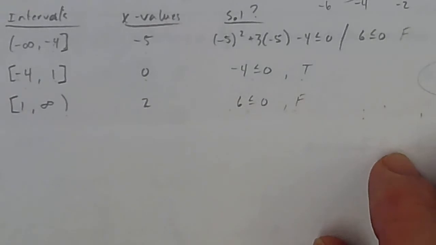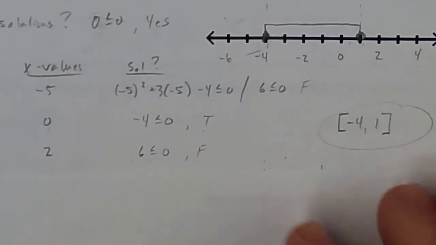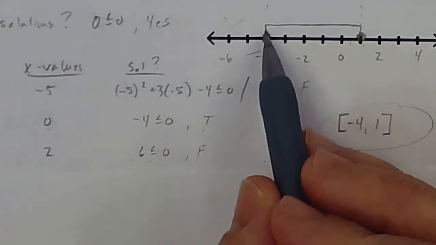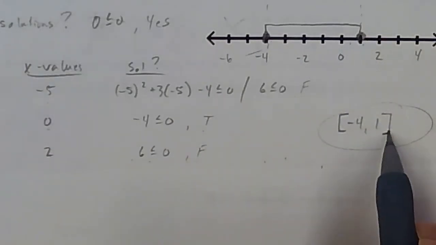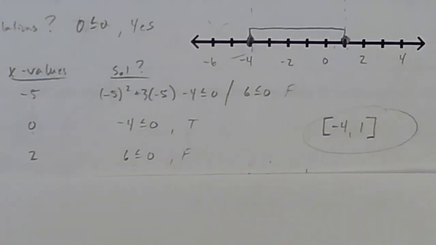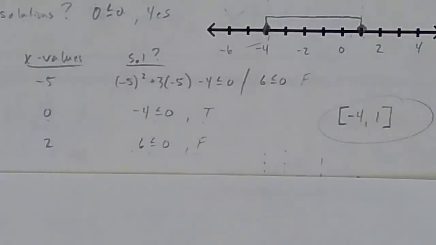Okay, so this one's going to look a little different on the graph. It shouldn't have arrows that go on forever. It's only the numbers between -4 and 1, including -4 and 1. That's it. Okay.